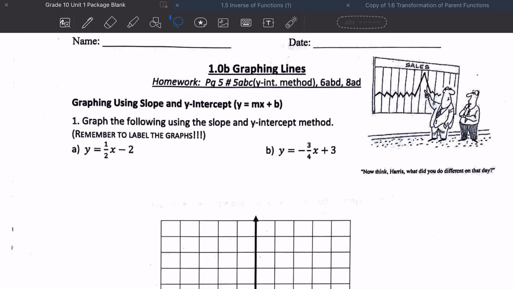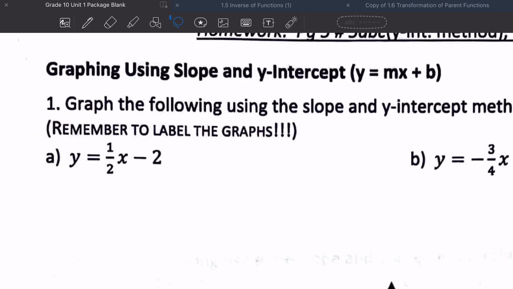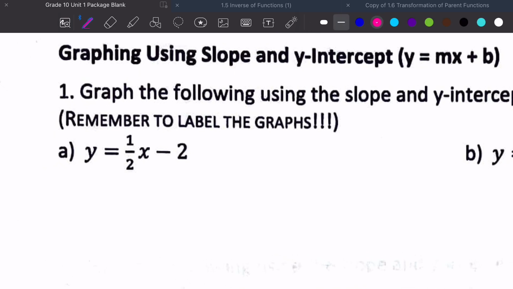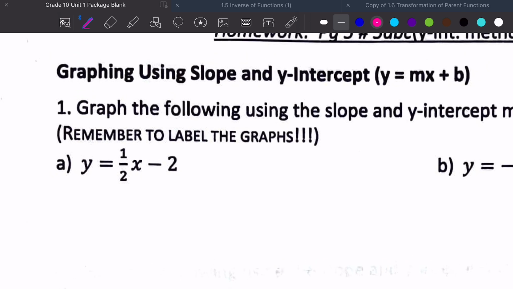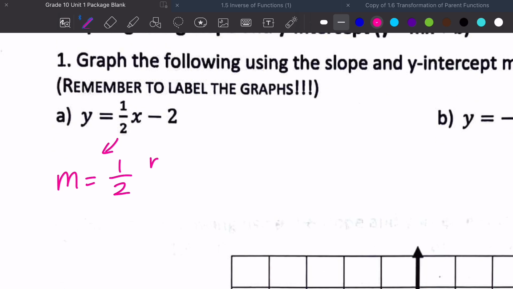Super fast. So for example, with this one, y is equal to 1/2 x minus 2. I have to think, which one's my m and which one's my b? If I'm thinking about y equals mx plus b, the one that has my x attached is my m. You can also think about this as rise over run. So that means I'm going up 1 and over 2. Up 1, over 2. And then this is my b, my initial point or my y-intercept.